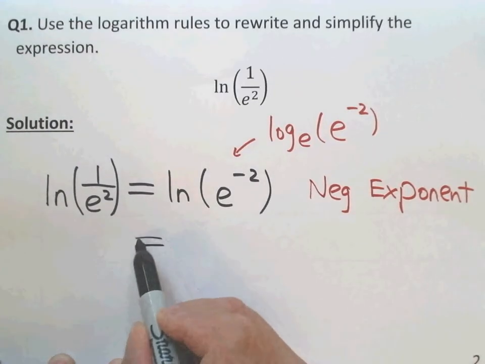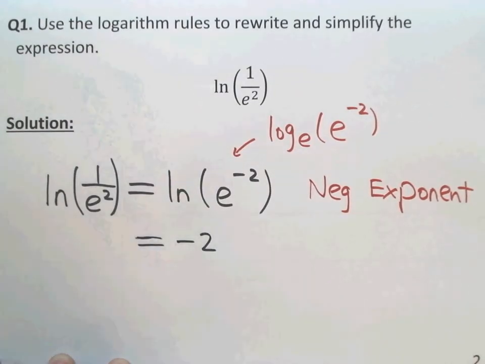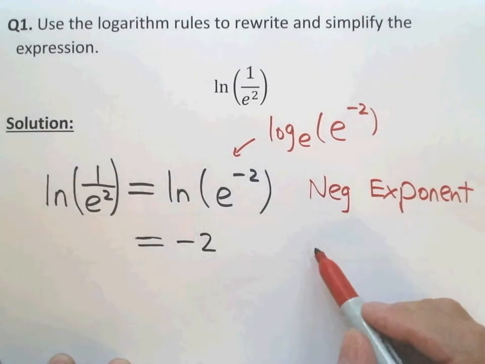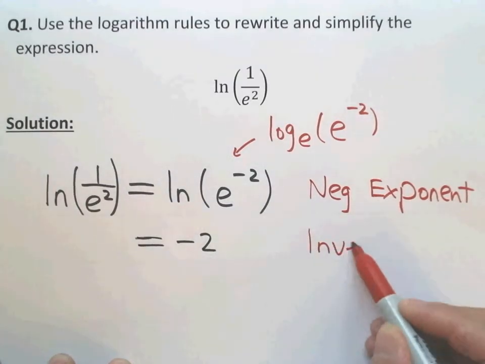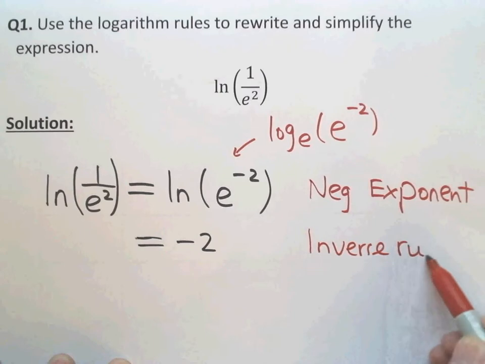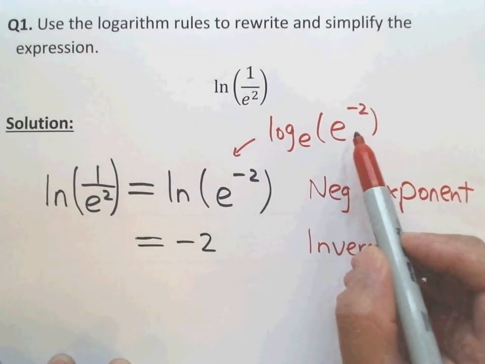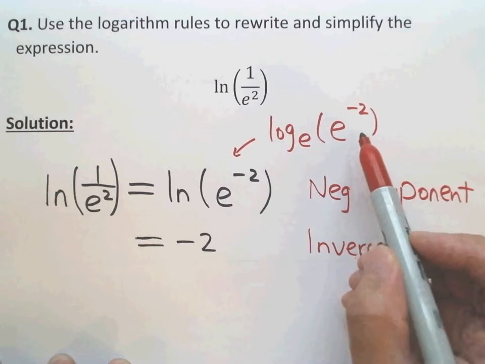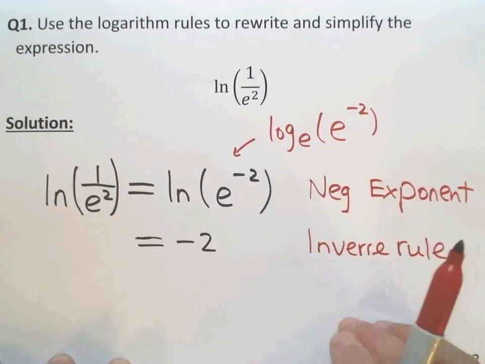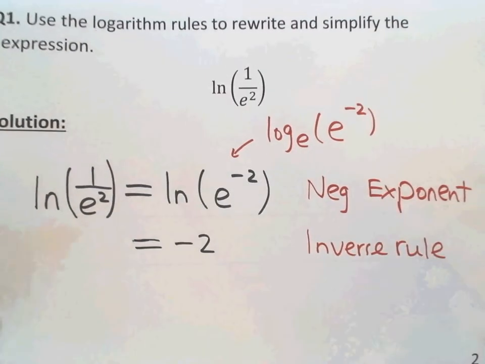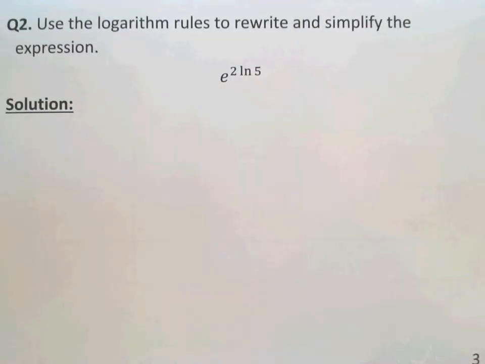The answer should be negative 2. Which rule did we use? We use the inverse rule. So that's the log composed with the exponential, and we get the identity function, which is negative 2. This is one. Let me look at another one here.